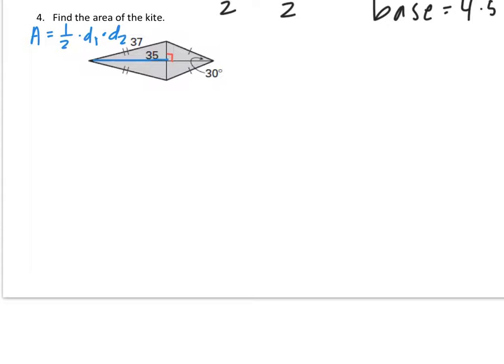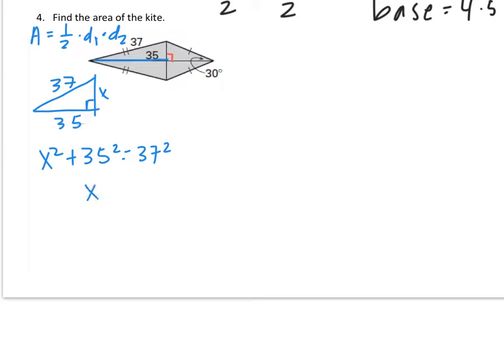All right, so right now we don't know either of our diagonals, so we're going to have to do a little bit of work. First, I'm going to look at this right triangle we see on this side. So this is 37, this is 35, and we've got a right angle. So just like we did before, I'm going to do Pythagorean. So solve all that, we get x equals 12.